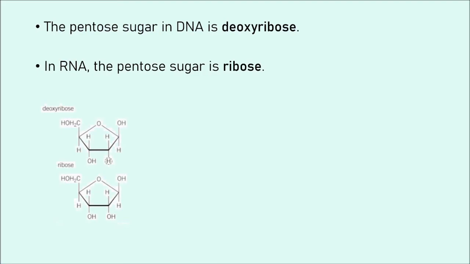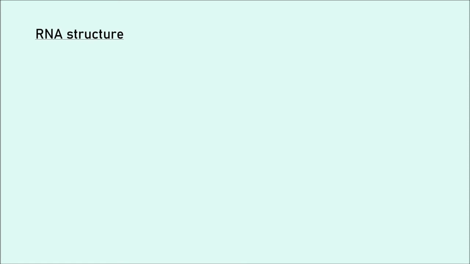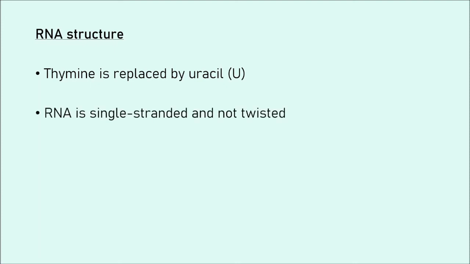There are other structural differences between RNA and DNA. Let's have a look at a few of them. First of all, in RNA, thymine does not exist as a base. Instead, we have uracil. So uracil is also a pyrimidine, and it also bonds only with adenine, but thymine doesn't exist, so it's replaced with uracil. So the four possible bases in RNA are A, U, C, and G. Okay? RNA is single-stranded and it does not twist, therefore. As we've said already, the pentose sugar is ribose rather than deoxyribose.